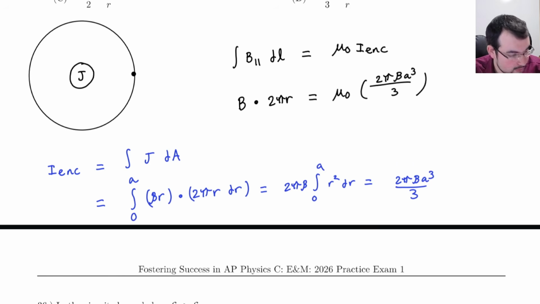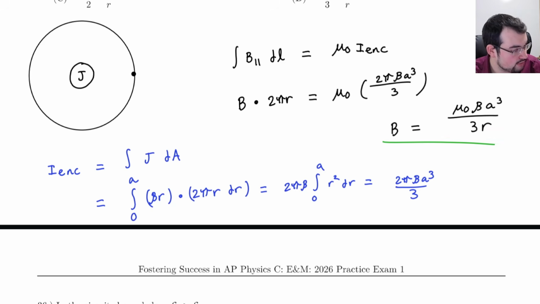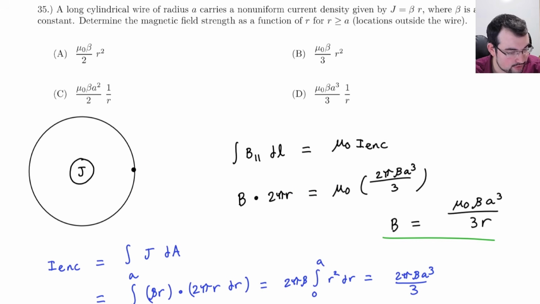And then we just solve for B. So goodbye 2 pi, goodbye 2 pi, and then we divide by r. So we get B would be equal to mu naught beta a cubed divided by 3r. So you actually know it has to be 1 over r dependence because that's a shell theorem idea. And the specifics can be found by integration, obviously 3 star.